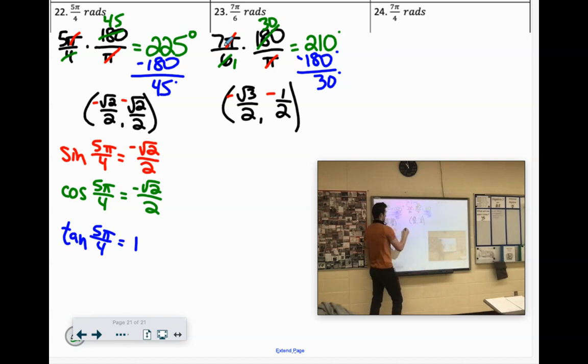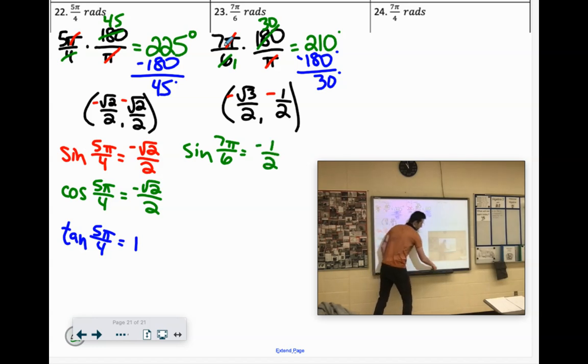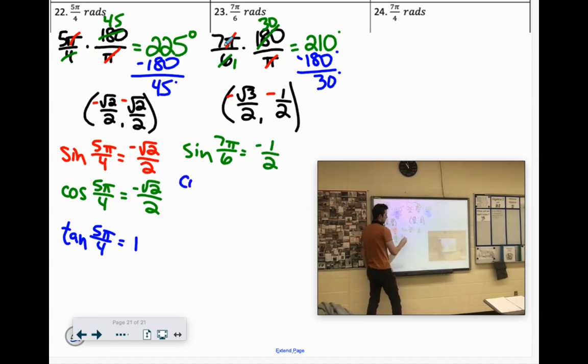And then let's do it. Sine 7 pi over 6. Sine is the y, negative 1/2. Cosine is our x-coordinate, negative root 3 over 2.